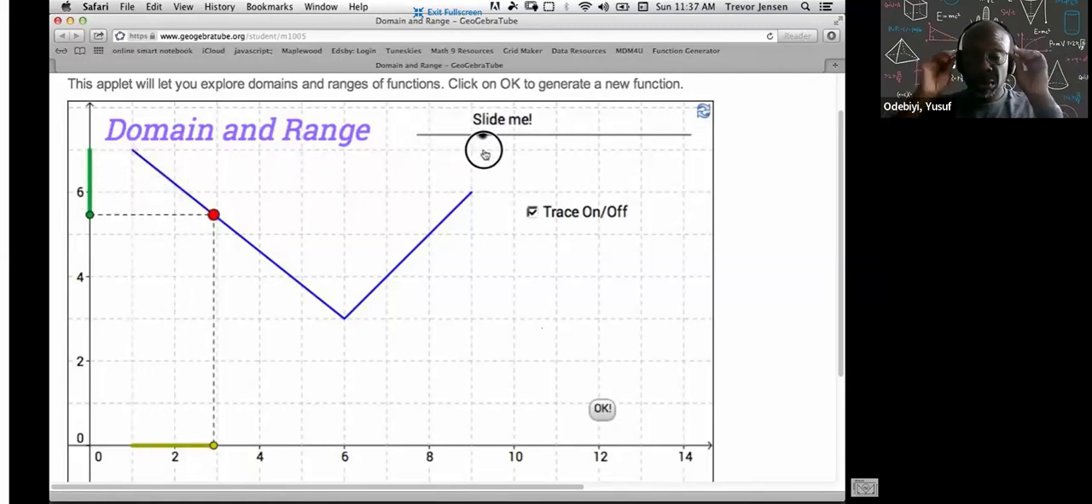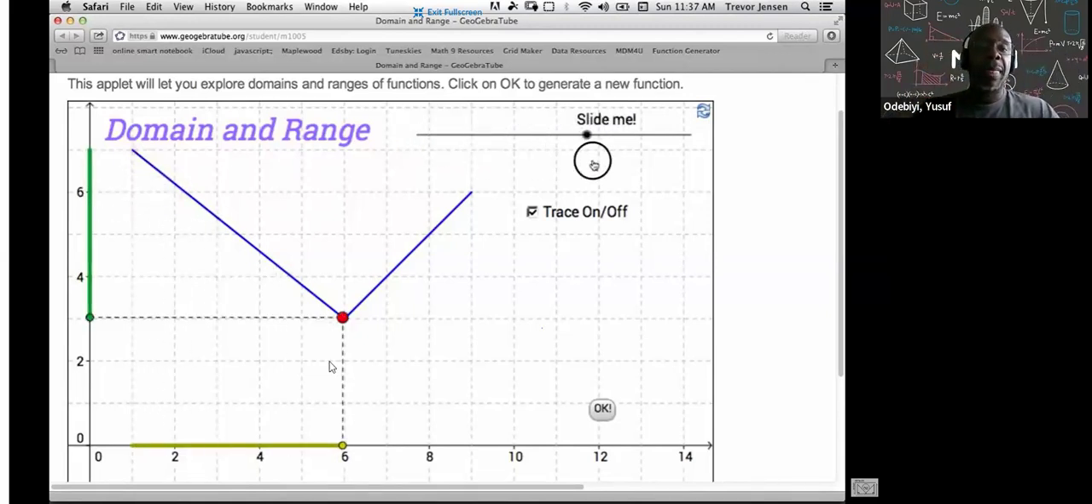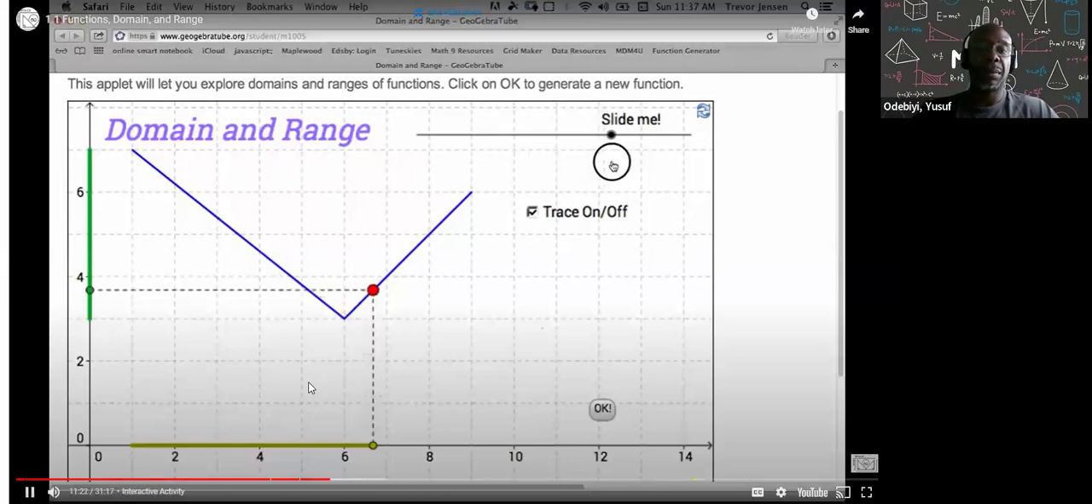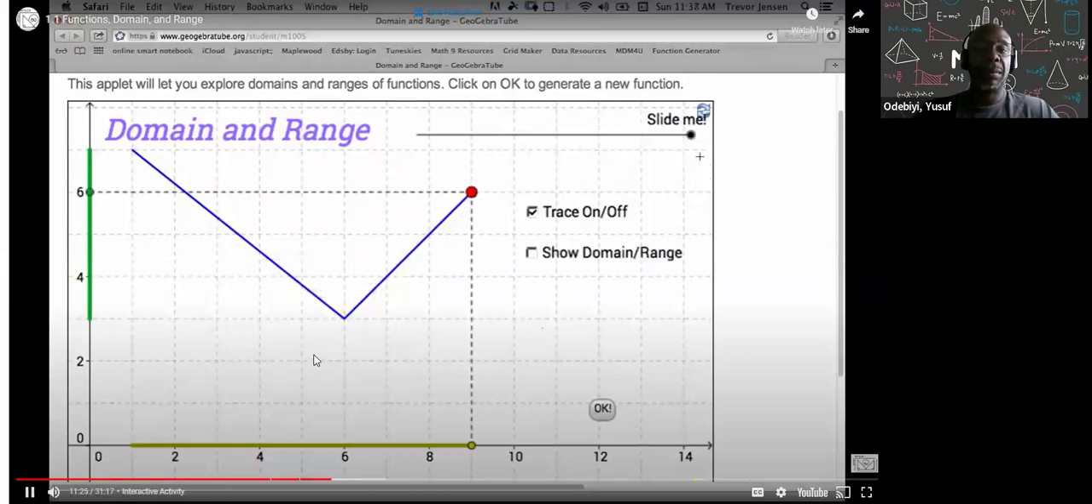As I move the red dot along, it's going to trace the domain of the relation along the x-axis in yellow. So notice the domain. There you go. It went from 1 to 9. The domain is between 1 and 9. And if you look at the range, which is in green over here, dealing with the y, it went from 3 to 7. So that's your range. Okay.